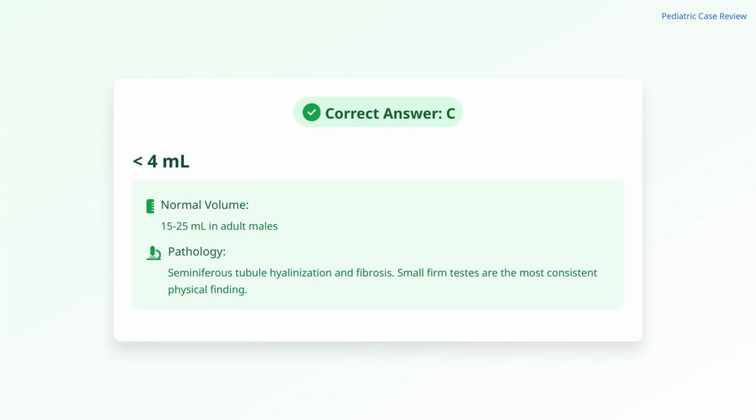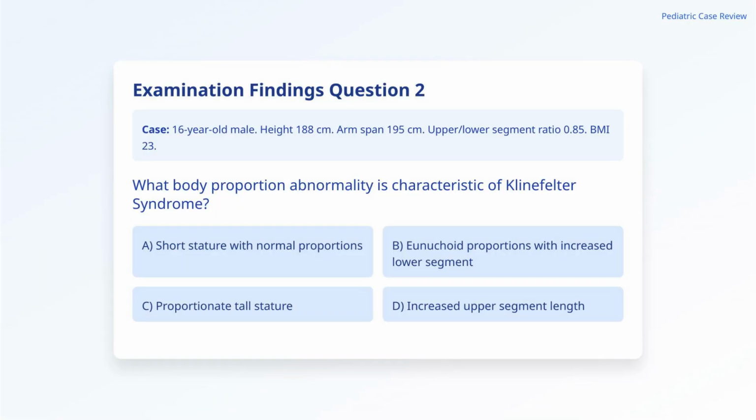Adult males with Klinefelter syndrome typically have testicular volumes under 4 milliliters, compared to normal volumes of 15 to 25 milliliters. This marked reduction results from seminiferous tubule hyalinization and progressive fibrosis. The testes feel abnormally firm on palpation. Small, firm testes represent the most consistent and reliable physical finding in Klinefelter syndrome, present in nearly all affected individuals after puberty. Case scenario: a 16-year-old male presents for clinical evaluation.